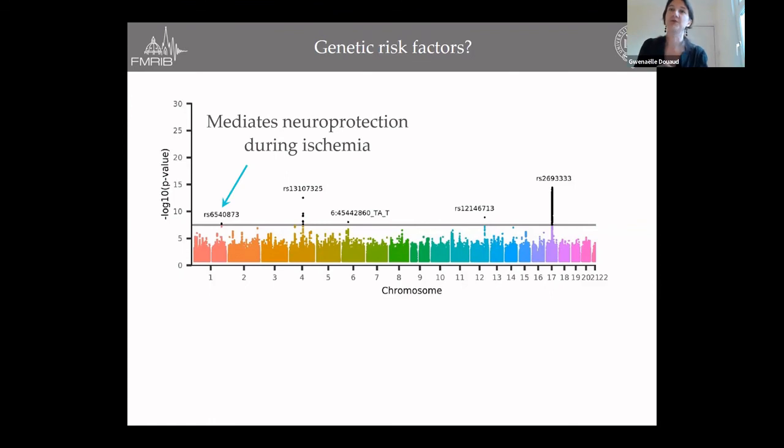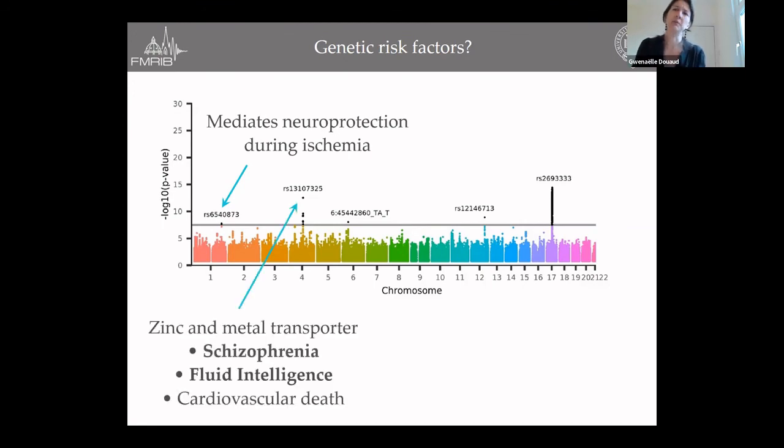This one is a very specific variant in a gene that helps mediate neuroprotection during ischemia. This one might sound boring, it's a zinc transporter, but actually, believe you me, it's a very interesting one. It's the most pleiotropic variant, and it keeps being associated with an awful lot of things. Amongst them, schizophrenia, which gives you another way of seeing that overlap between our healthy brain network and schizophrenia. And fluid intelligence, something that I haven't shown from my previous study. We showed that that brain network is, again, in healthy people associated with fluid intelligence, but also with cardiovascular death.